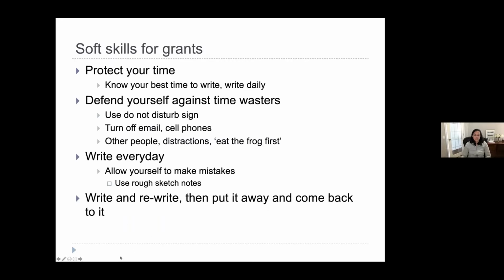Okay, so I think we're getting to the last couple of slides. I'm a bit over time, so let me go through this quickly. There are some soft skills for grants. You have to defend your time. If you don't defend it, nobody's going to defend it for you. So don't blame other people. You don't have time to write.